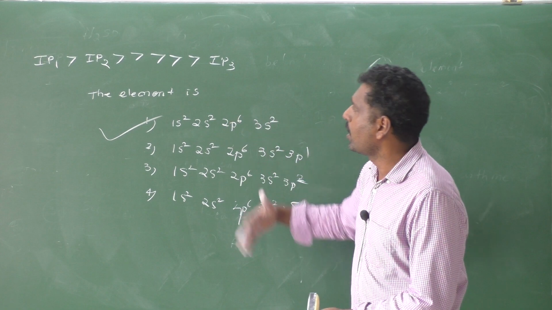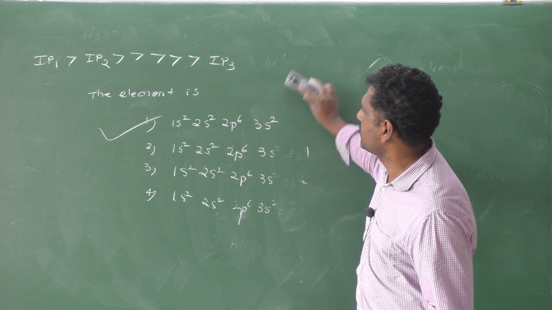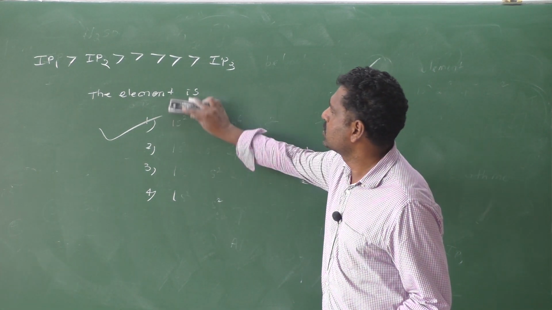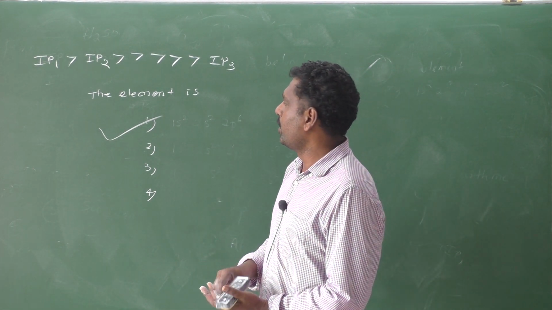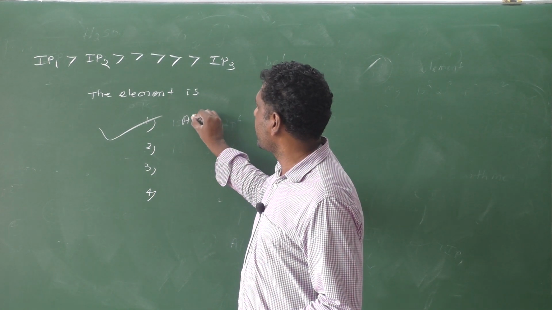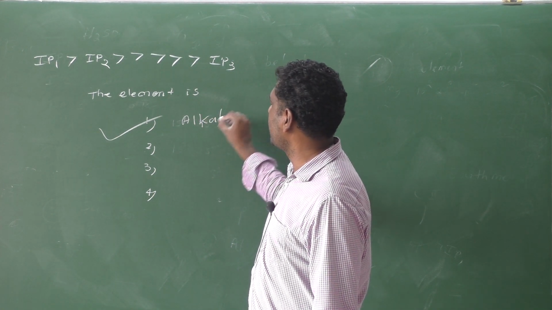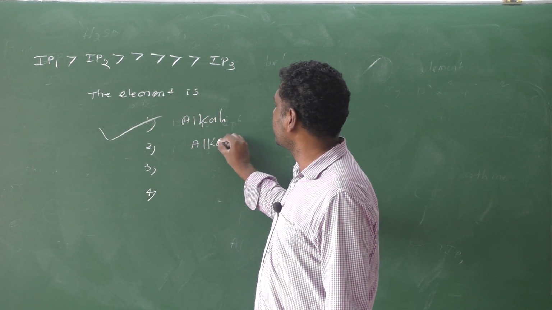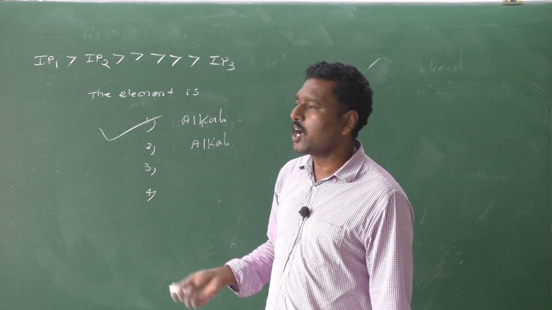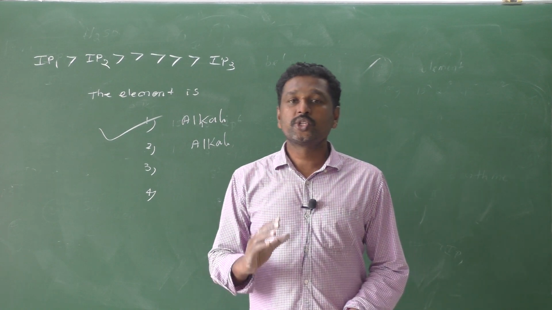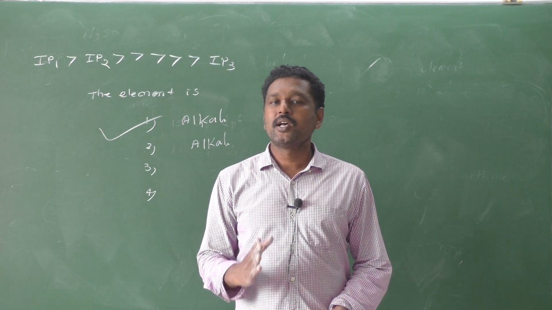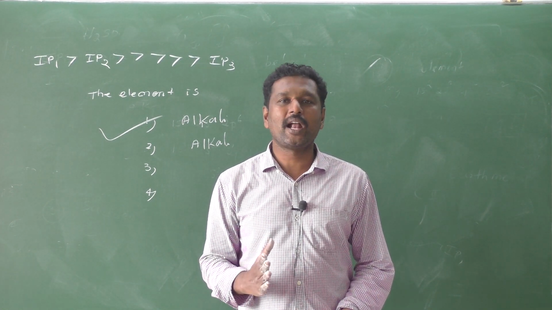Sometimes they will ask which metal the element is, like this. Is it an alkali metal, or alkaline earth metal, or chalcogen, or halogen? Like that they will ask the question. So this is about sudden jumps of IP values.